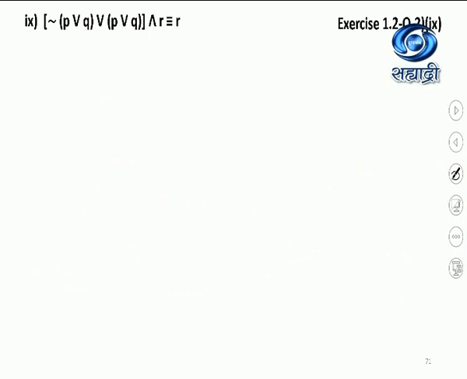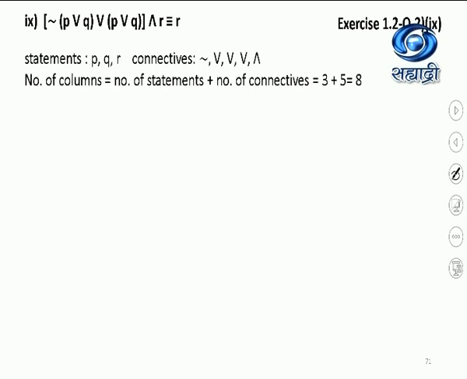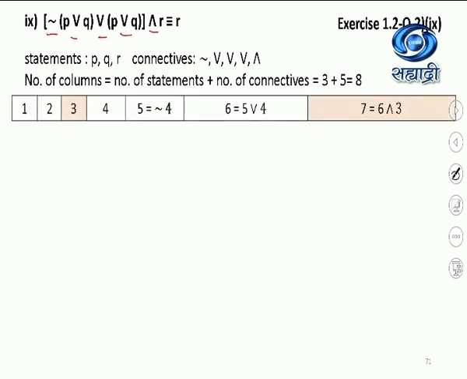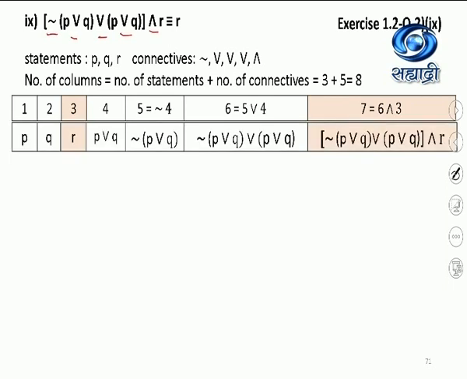We have to prove the left hand side entire statement pattern is equivalent to R. Now there are 3 statements involved, P, Q, R. Connectives right from the left hand side, if you say or mention negation or negation. So there are 3 statements, 5 connectives, 8 columns will be there in the truth table. First 3 columns will go for the prime components, simple statements P, Q, R.